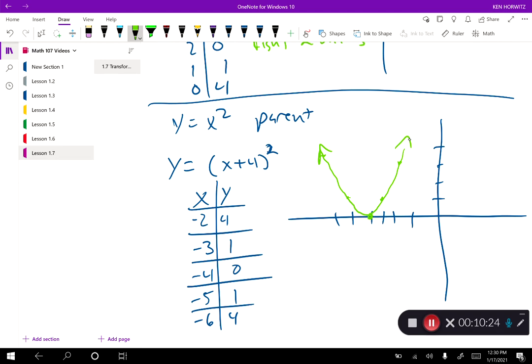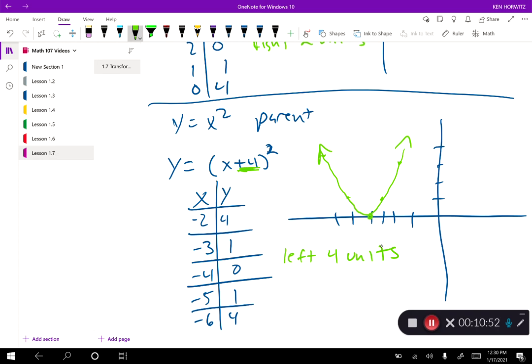And what happened to my graph compared to that parent function that we've been graphing the whole time? Well, what we see is that when we add inside our function, we actually move it left, in this case, 4 units. If we had +3, it would have been left 3 units. If we had 5, it would have been left 5 units.